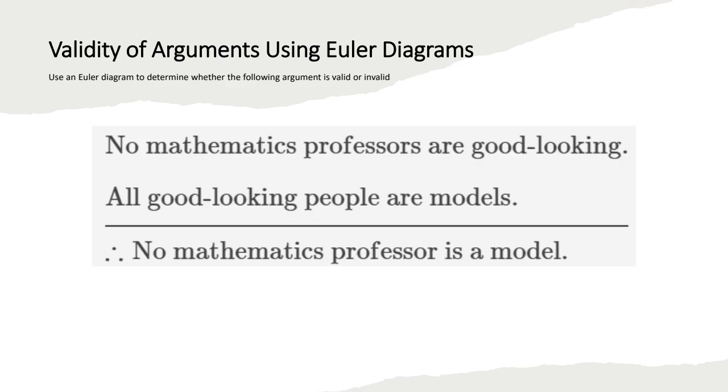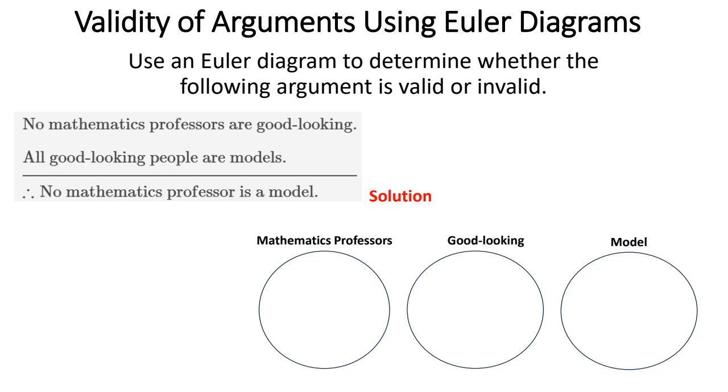I think I have maybe one more of these, if not two. So, no mathematics professors are good looking. All good looking people are models. Therefore, no mathematics professor is a model. All right, so let's check the validity of this statement.